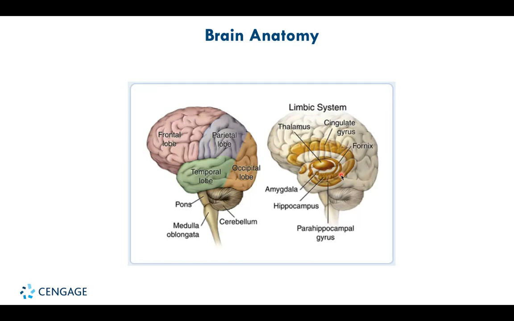The limbic system is made up of quite a few smaller individual structures, and it does quite a few things. Probably the two major functions of the limbic system are things like emotional regulation and memory. Specifically, the hippocampus is heavily involved in memory.